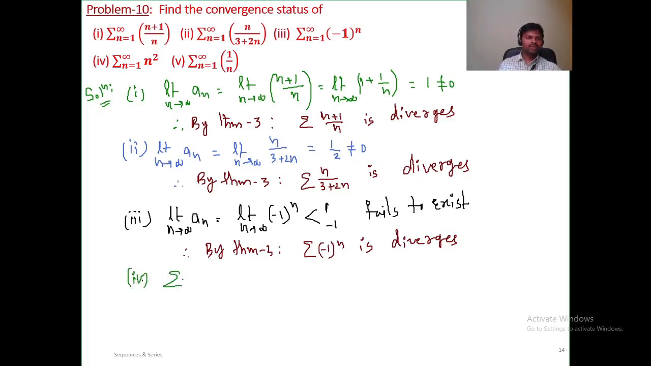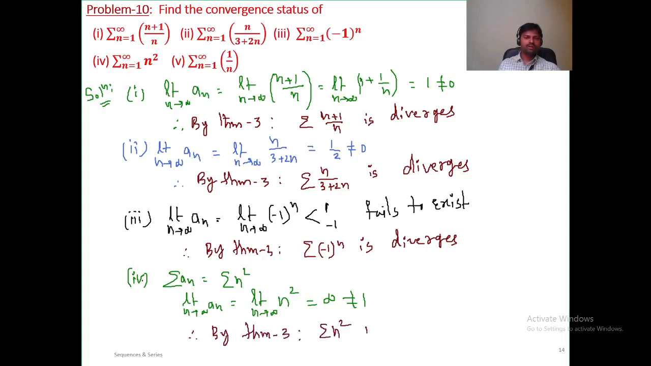Series a_n, which is series n square. Now, limit n tends to infinity a_n, which is limit n tends to infinity n square. What is this? Infinity. This is not equal to 0, right? So therefore we can conclude, same story again, by theorem number 3, or the nth term divergence test, that series n square diverges. Or you need not apply theorem number 3, directly you observe the terms.